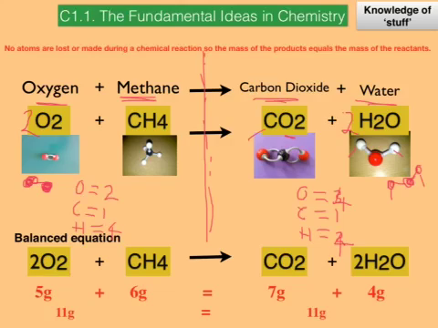And we can now count up our oxygens again. 1, 2, 3, 4. So we've got 4 oxygens there, or 2 times 2 is 4. Are the oxygens balanced? Yes, they're the same. Are the carbons balanced? Yes, they're the same. Are the hydrogens balanced? Yes, they're the same. So we've balanced our equation.